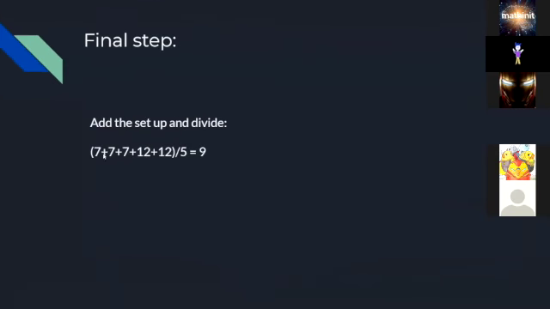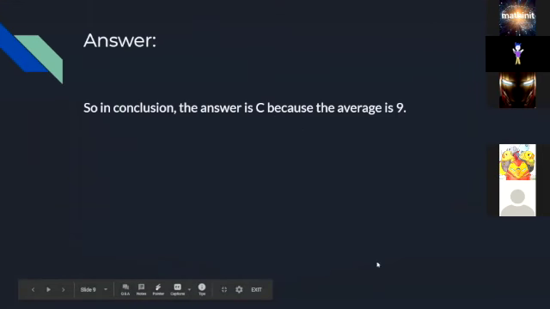Our final step is we use 7 plus 7 plus 7 plus 12 plus 12, then divided by 5 because there are 5 numbers, and it's 9. So in conclusion, the answer is C because the average is 9.